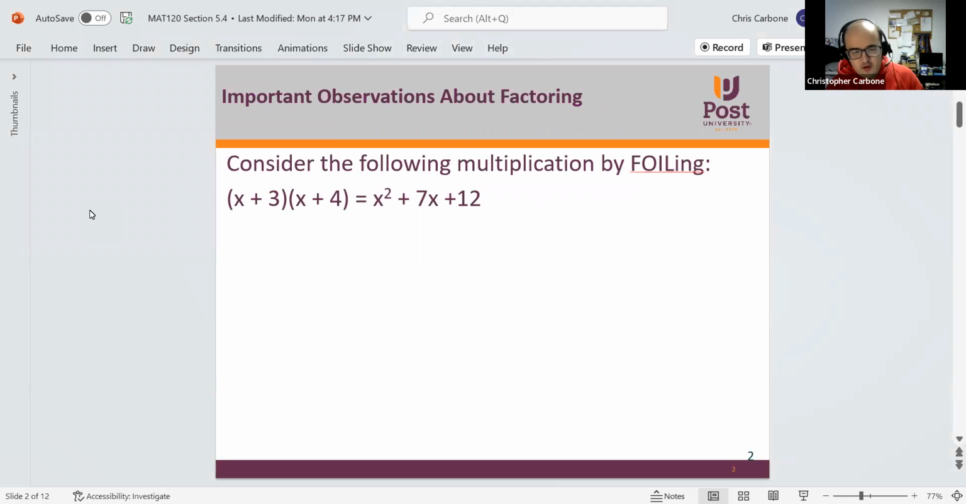So considering the following multiplication by FOILing, we have x plus 3 times x plus 4 is equal to x squared plus 7x plus 12, right? And we could see from here that if we add the 3 and the 4, we'll get our middle number 7. And if we multiply 4 and 3, we get our last number, which is 12.